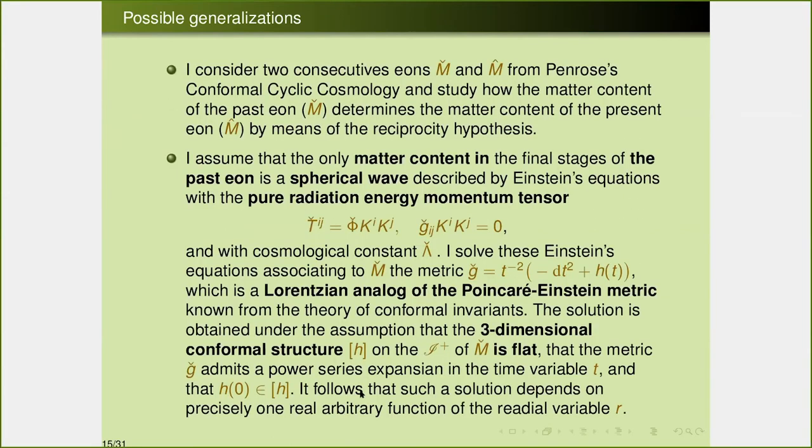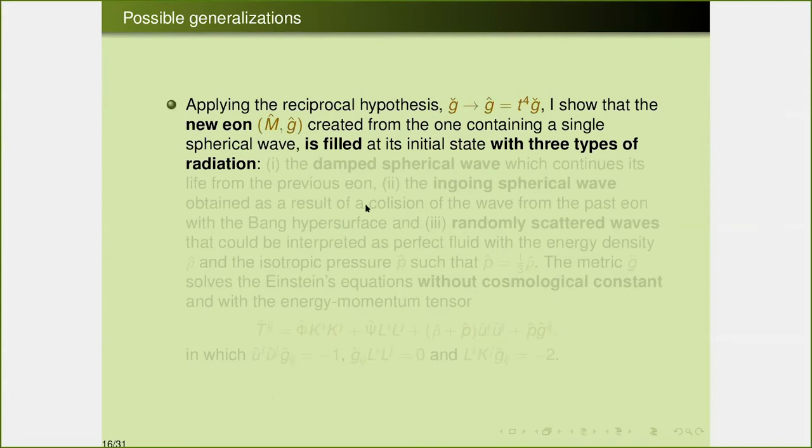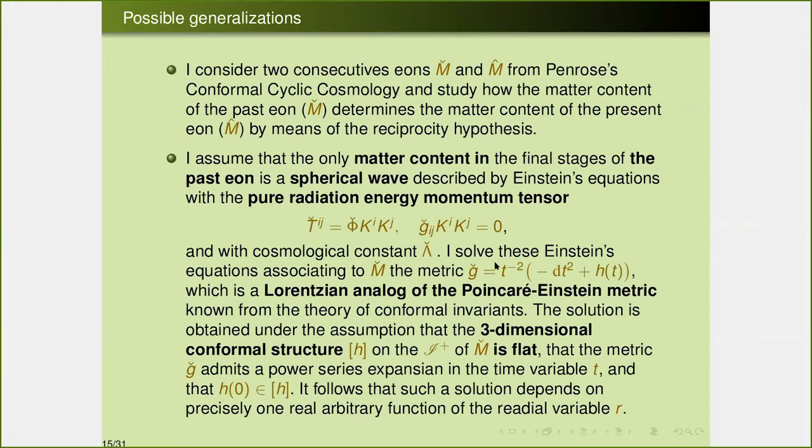Now, I first describe what I do, then I show you how I do it. I just have a flat conformal metric on the T equals zero surface, then I extend it to this metric, and I want this metric to satisfy Einstein equation with cosmological constant and this kind of energy momentum tensor. And now I'm applying this reciprocal hypothesis, that I'm just looking for a metric G hat, which is T to the power four of G check. So I simply take this thing as a conformal factor, and this thing is again a flat Lorentzian metric at T equals zero.